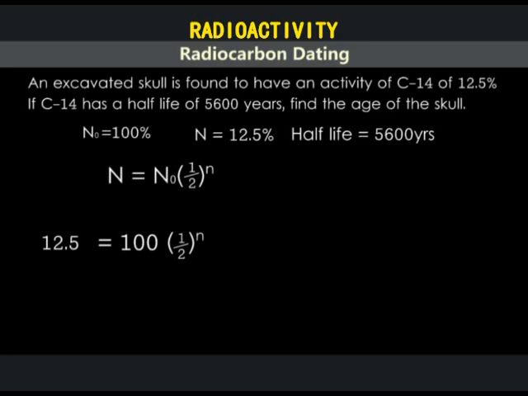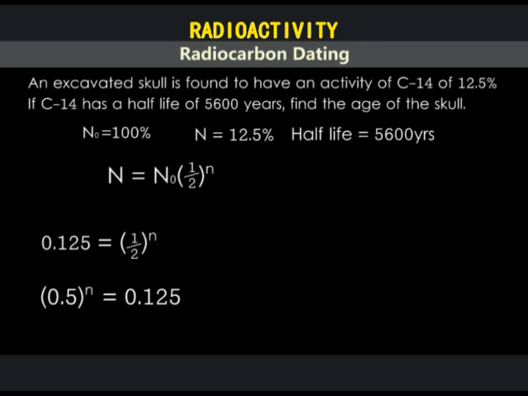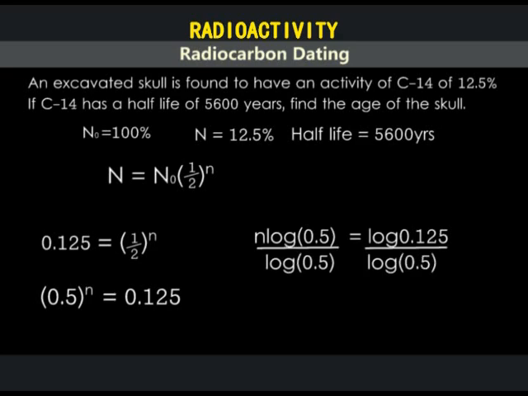12.5 is equal to 100 times a half raised to n. We divide both sides by 100, so we shall have 0.125 is equal to a half raised to n. I love to work with decimals, so a half is the same as 0.5. So we have 0.5 raised to n is equal to 0.125. Put your best mathematics. Introduce logs. n log 0.5 is equal to log 0.125. To remain with n, we divide both sides by log 0.5. If we do that, n is equal to 3.